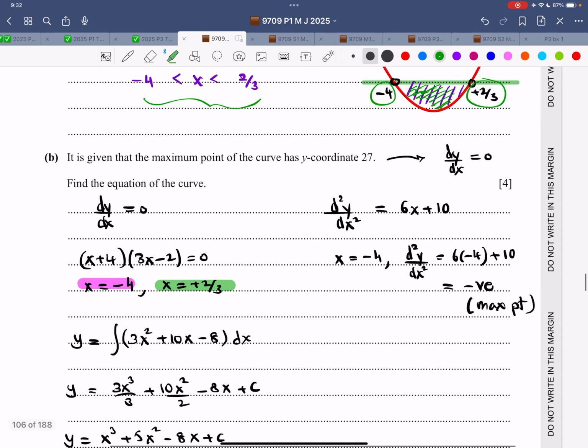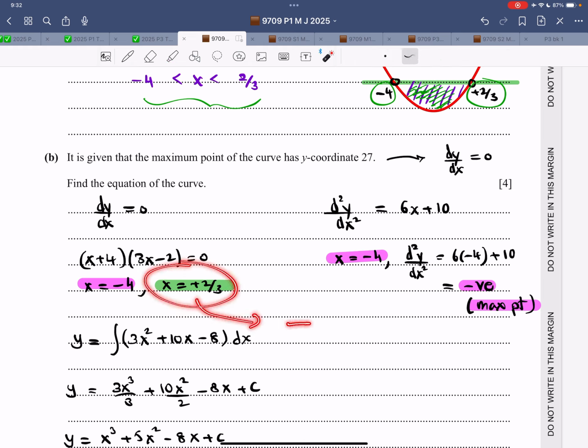So now let me check by plugging in x equals negative 4, and coincidentally it's giving me a negative, so that's a maximum point. Now someone can ask this question, what if we plugged in 2/3? Of course it will give you a positive value, that will be a minimum. Naturally that will mean that x equals negative 4 has to be a maximum.